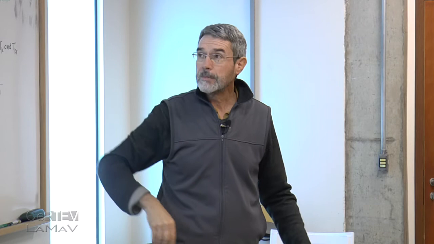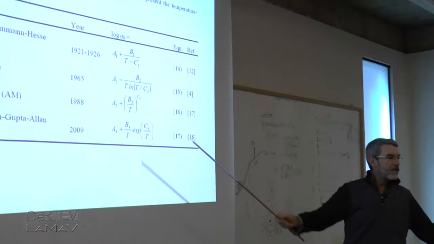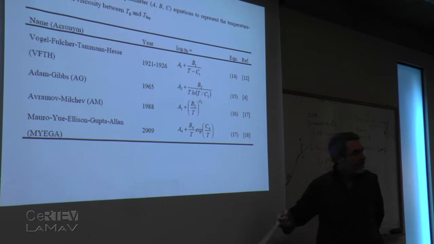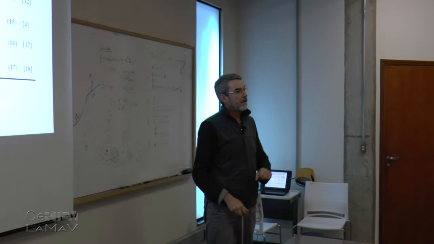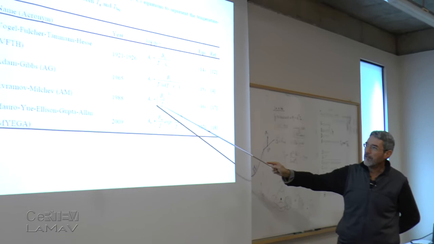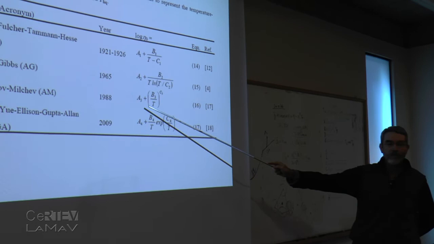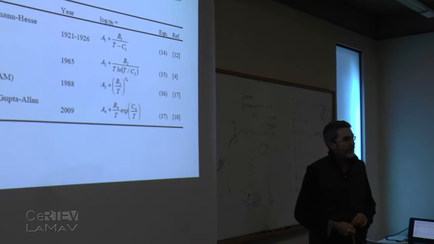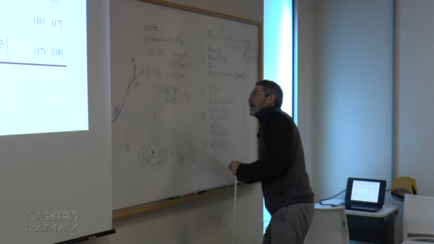Now there is another one, Adam-Gibbs. I'm going to explain in more detail in the next transparencies, because this is more complicated. Then the Avramov-Milchev. By the way, Isaac Avramov spent 6 months here in this lab years ago. He worked for 6 months here as a scientist from Bulgaria. And he developed a different equation. Again, it's three parameters. So all these equations have three unknown parameters, A3, B3, and C3. But the beauty of this equation is that it does not diverge. It goes to a finite value.